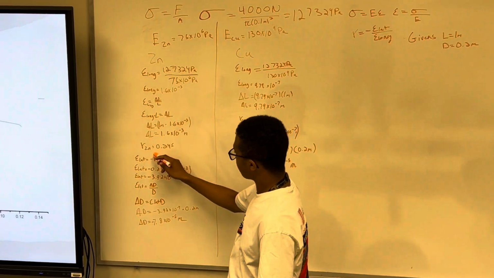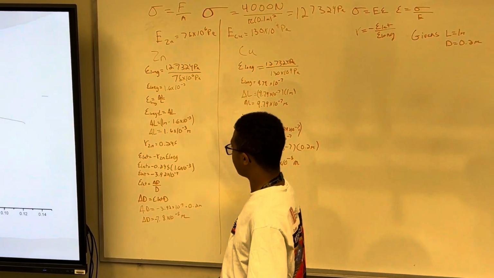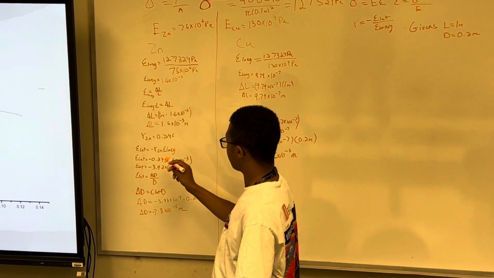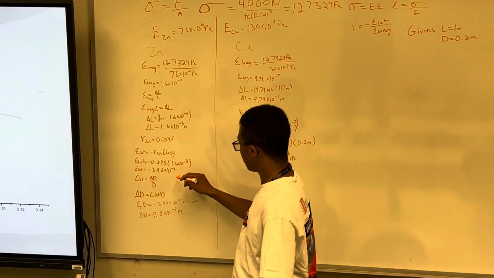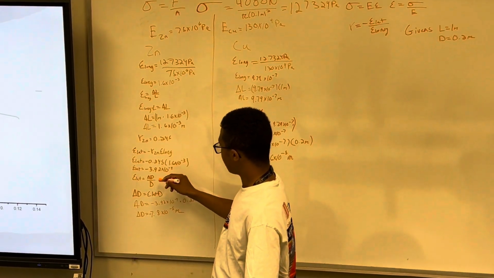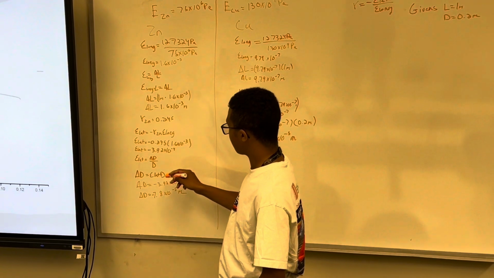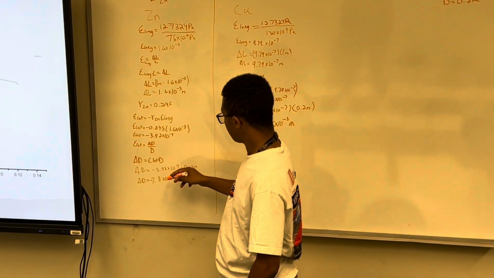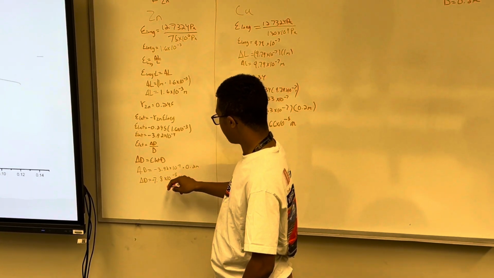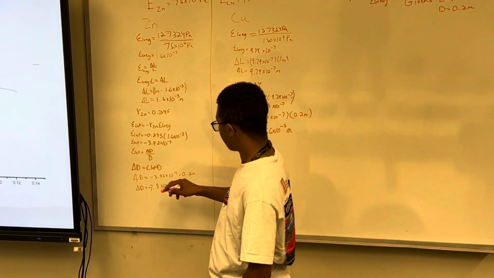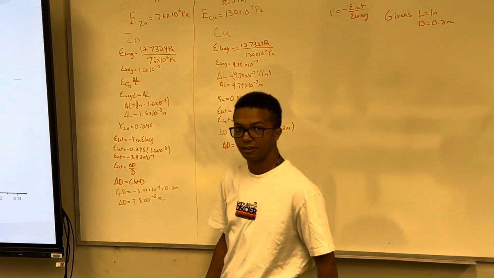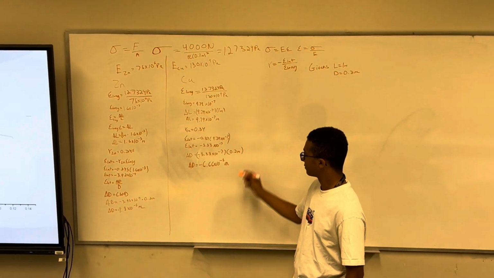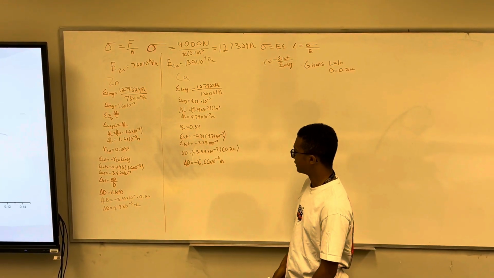And then we have to find the Poisson's ratio again, which is 0.245. Then we have to find the latitudinal strain, and that ends up being negative 3.2 times 10 to the negative 4. Once we find that, we can find the change in diameter here, which ends up being negative 7.8 times 10 to the negative 5 meters, so it doesn't really change at all when you add the 4,000 Newton tensile force.